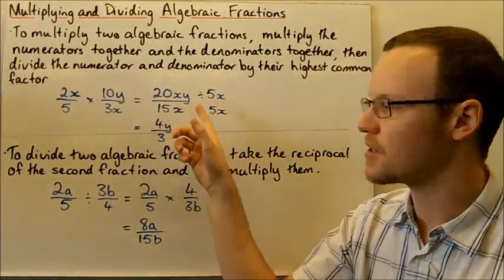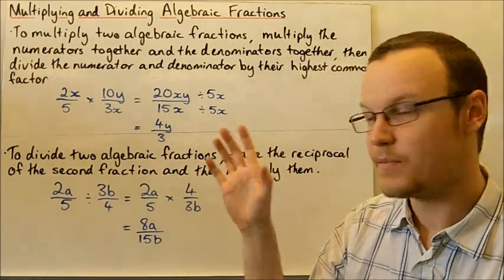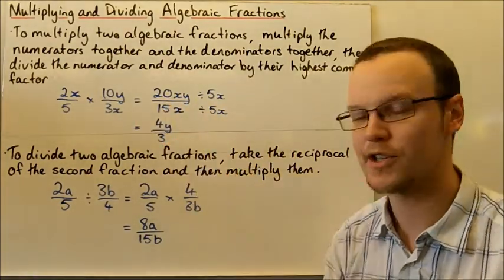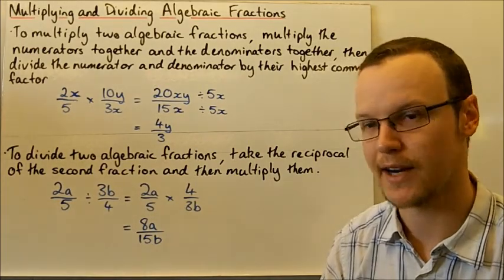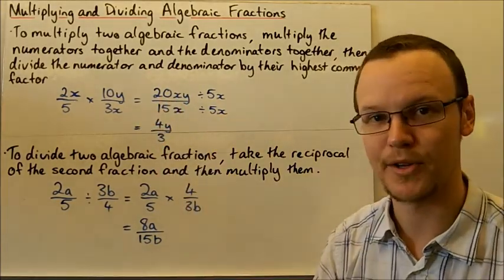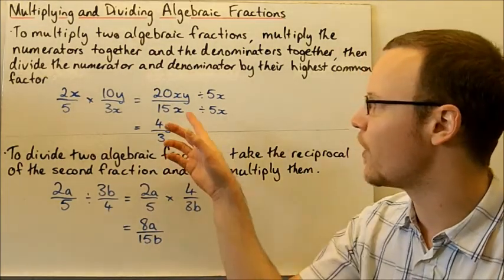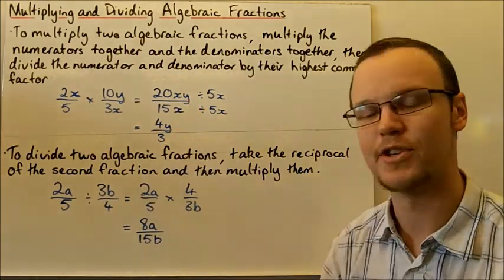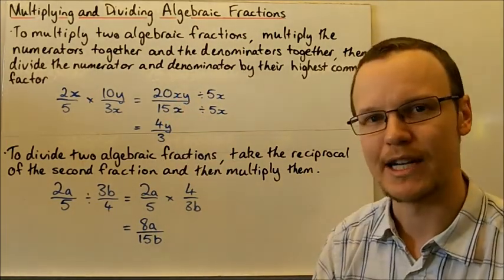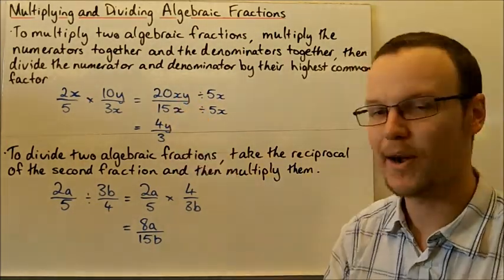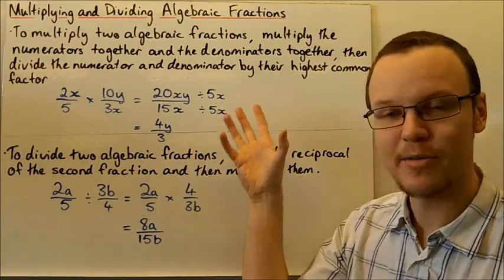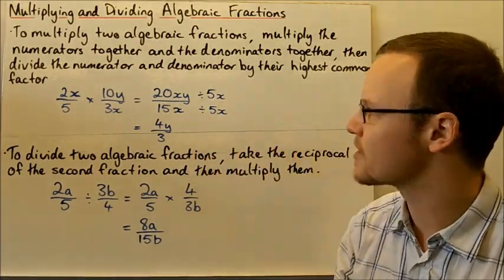We can still divide the top and the bottom, the numerator and the denominator, by their highest common factor. For the actual numbers in the fraction, the highest common factor is 5. We can divide both the numerator and the denominator by 5. We can also divide by x, because there's one x on each line. So we can divide the top by x and divide the bottom by x. So we can divide the numerator and denominator by 5x.